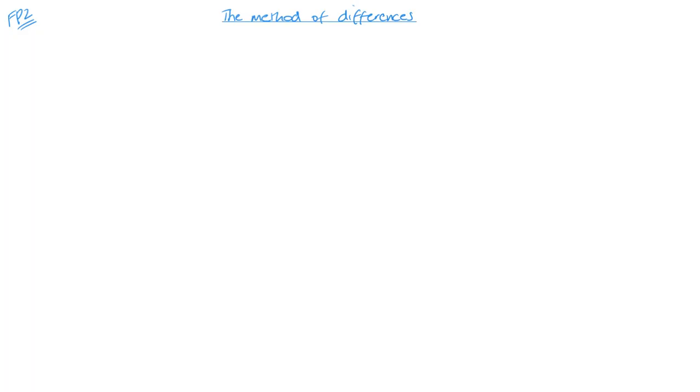Welcome to this FP2 video on the method of differences. We can use the method of differences to find the sum of a finite series. Just in terms of notation and algebra, if I have a series between 1 and n of some general term in r, then usually I can create an equivalent one which will be a function of r minus a function of r plus 1.